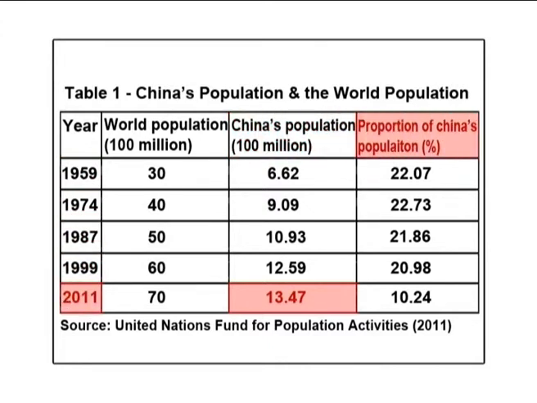The proportion of China's population to world population decreased from around 22% in 1959 to 10% in 2011. World population and that of China has been increasing over the years, but China's proportion to world population is seen to be declining.